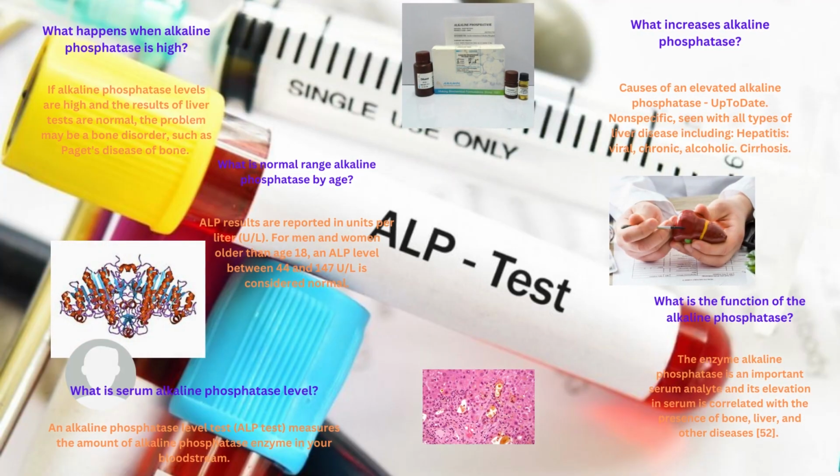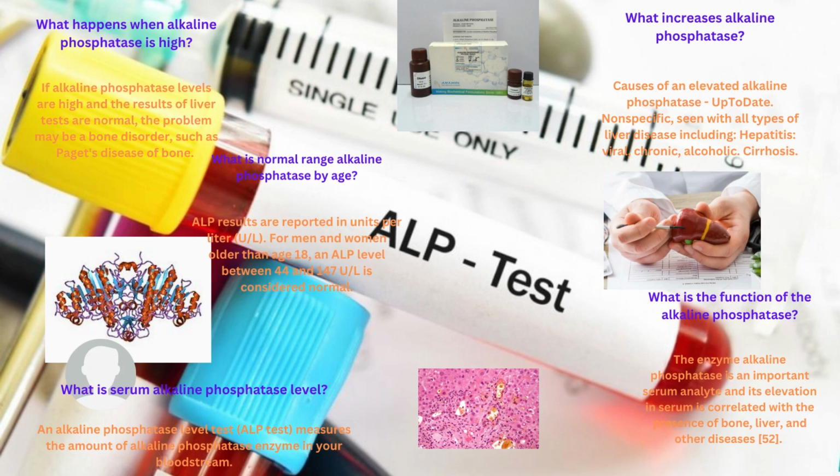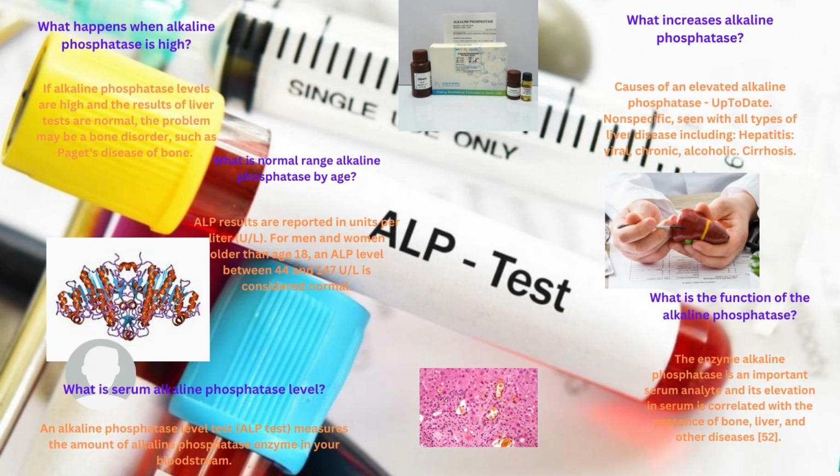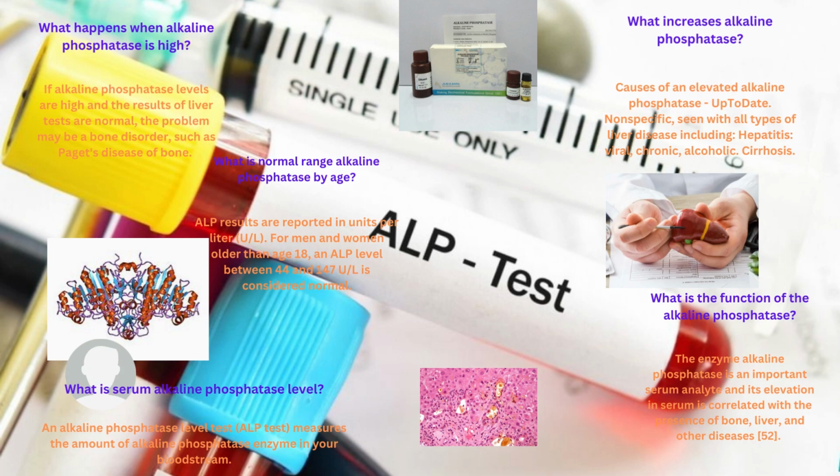What is serum alkaline phosphatase level? An alkaline phosphatase level test measures the amount of alkaline phosphatase enzyme in the bloodstream. What happens when alkaline phosphatase is high? If alkaline phosphatase levels are high and the results of liver tests are normal, the problem may be a bone disorder such as Paget's disease of bone. What is the normal range of alkaline phosphatase by age? ALP results are reported in units per liter for men and women older than age 18. An ALP level between 14 and 147 units per liter is considered normal.